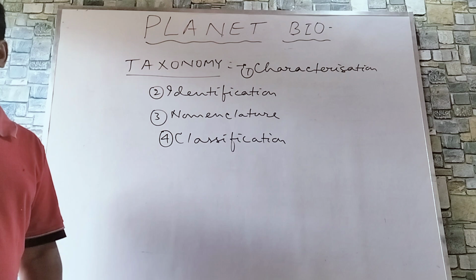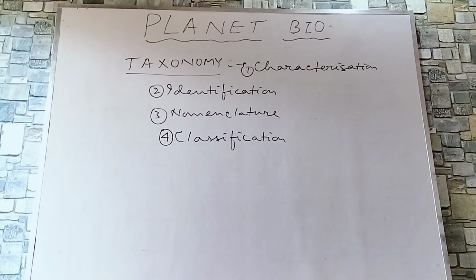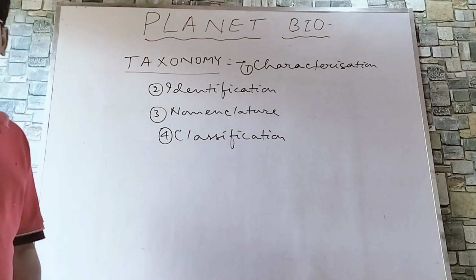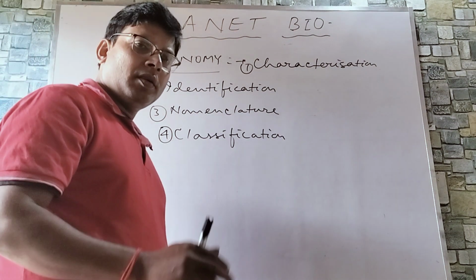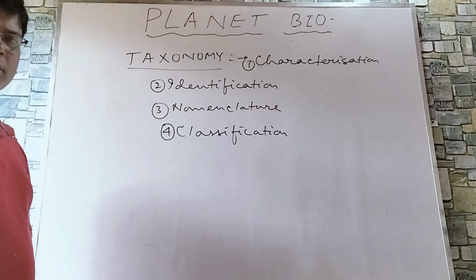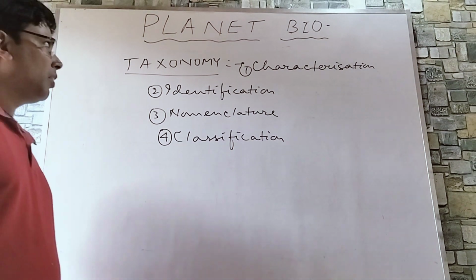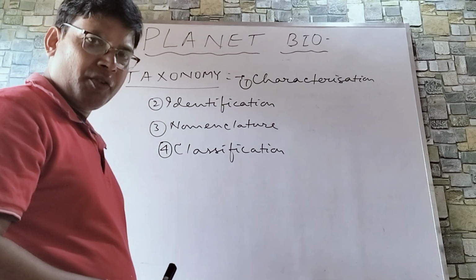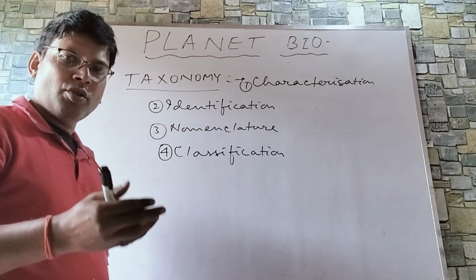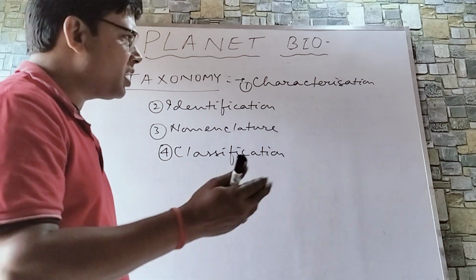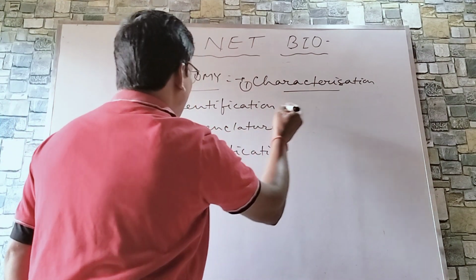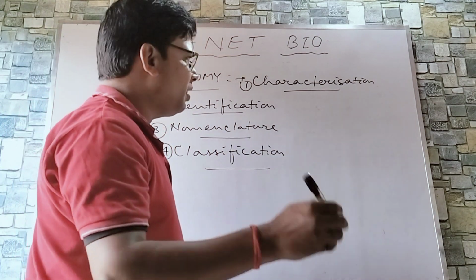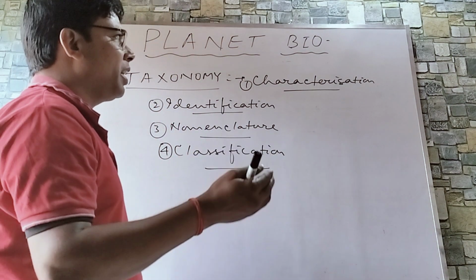Now what are the differences between characterization and identification? So boys and girls, we have to make a term very clear, that is taxonomy. Taxonomy is the branch of science which deals with characterization, identification, nomenclature, and classification of livings. So what do you mean by characterization?